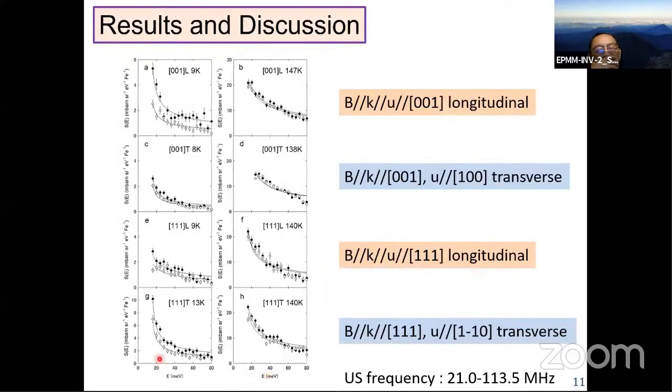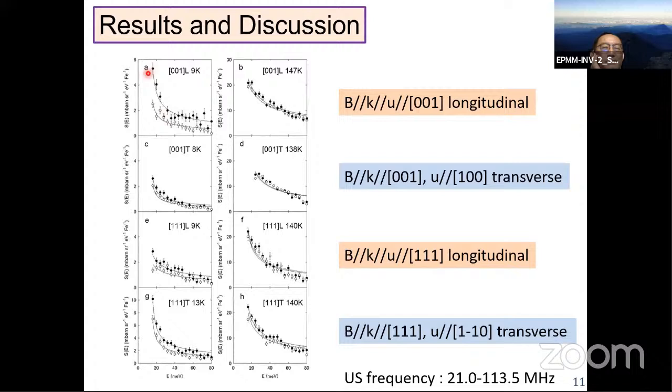Here is a summary of our result. There are 4 ultrasound modes. The ultrasound frequency ranges from 21 to 113.5 megahertz. Filled circles are measured under ultrasound injection. Open circles are measured without ultrasound injection. So by ultrasound injection, this intensity is enhanced.